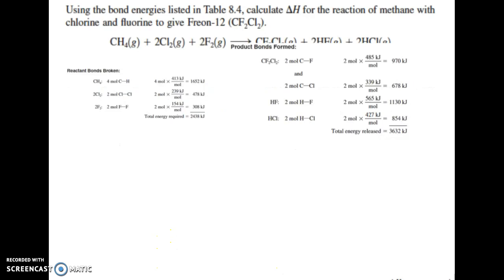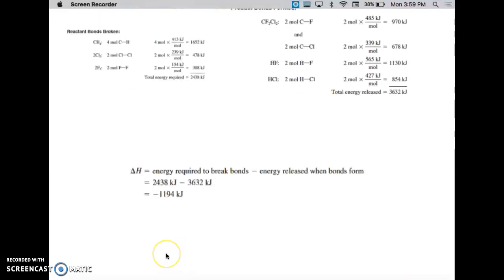Then you can calculate the delta H from the energy required to break the bonds and the energy released when the bonds are formed. You come up with negative 194 kilojoules. Again, remember, energy can't be negative. That sign tells you that the reaction is indeed exothermic.